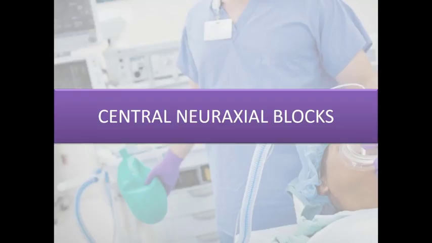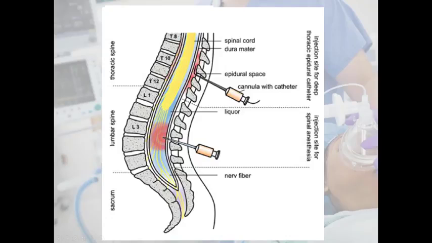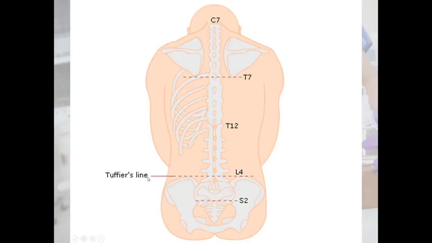Okay, so now central neuraxial blocks. In that we have two types of blocks, the epidural one and the spinal anesthesia. Here you can see this is the landmark for spinal anesthesia, because you can see this is the highest point of the iliac crest. Along with that, you can see the line is passing through the L4 vertebra. This is Tuffier's line. So that helps us to locate the vertebrae and for application of the spinal anesthesia.